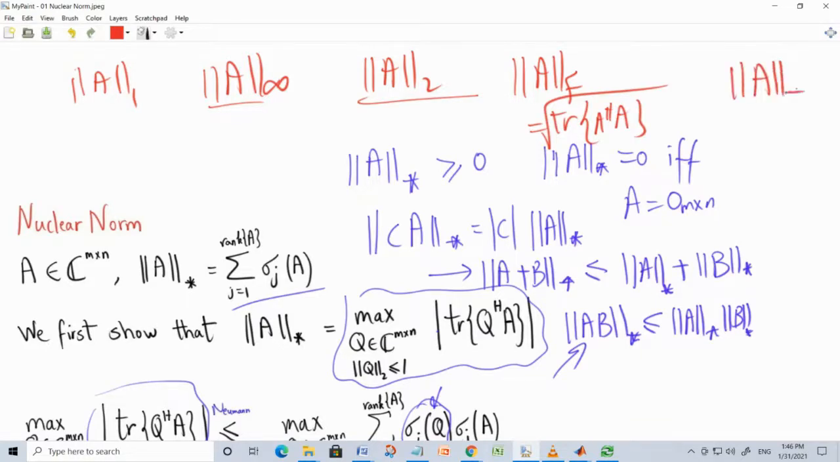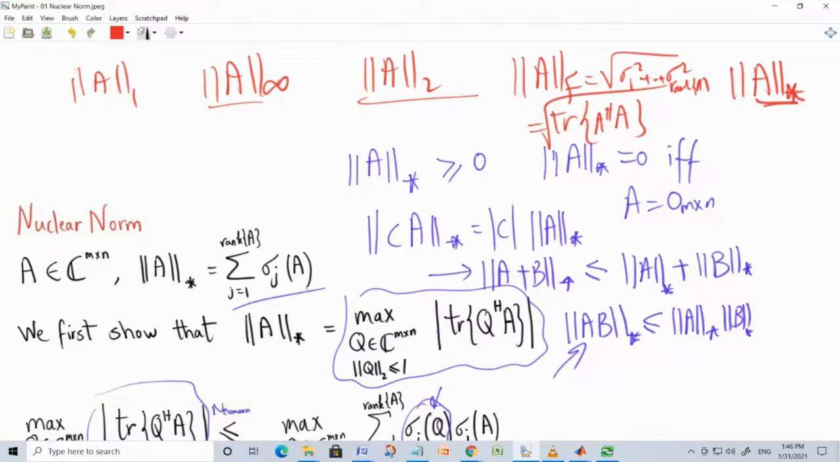And then we have the nuclear norm. For the Frobenius norm, you sum sigma_i squared, going all the way to the rank of A, but in the nuclear norm, you sum not the squares, you sum just the singular values themselves.